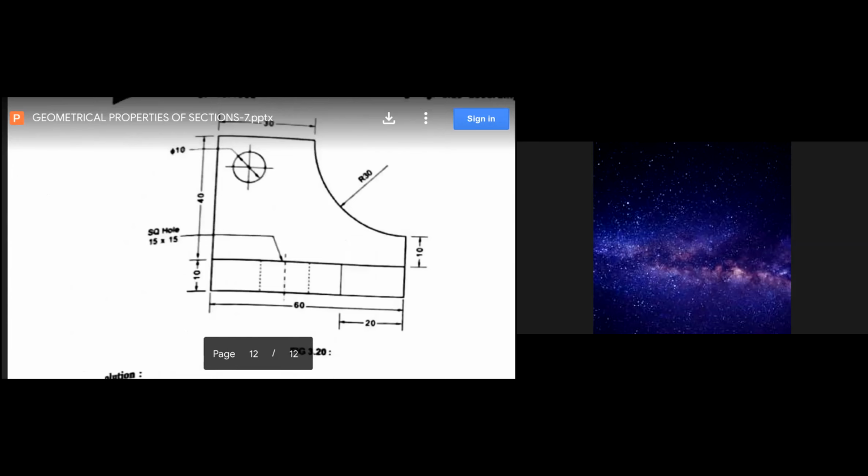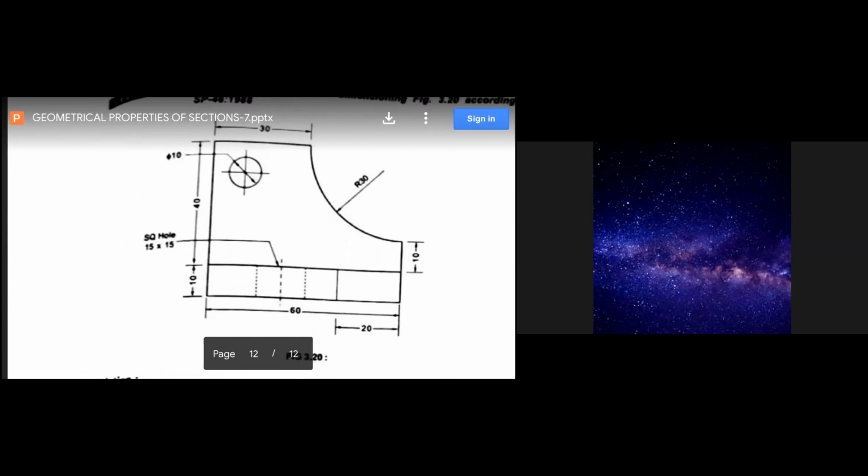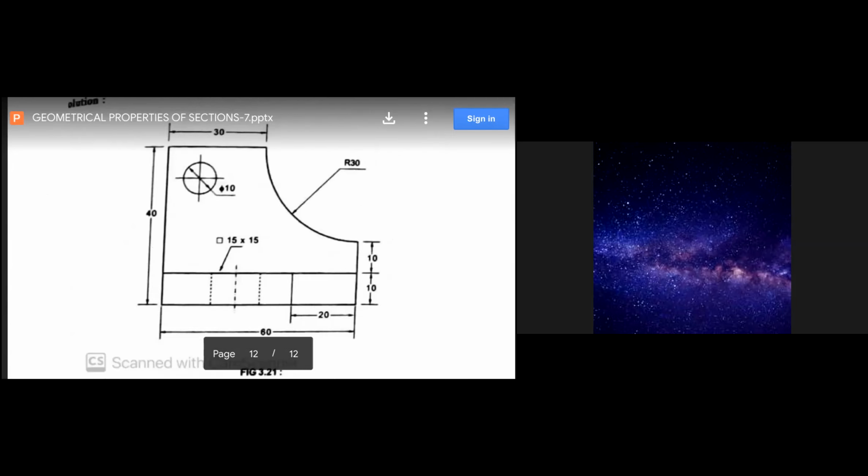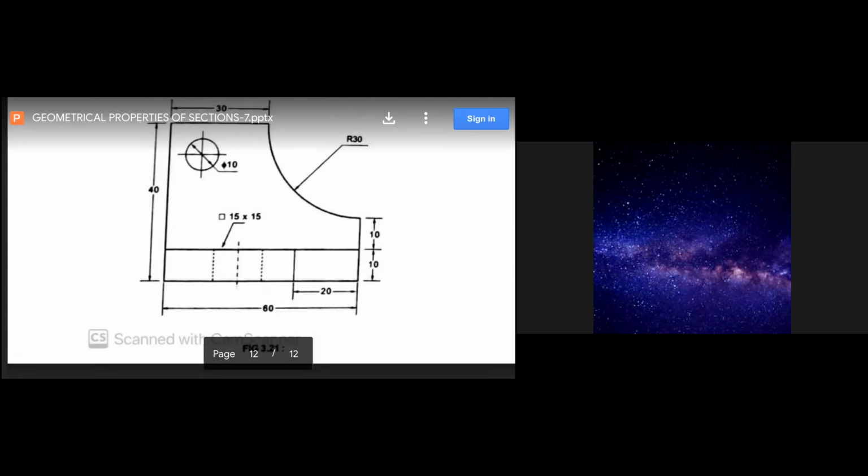And here, the square hole. This is also incorrect, and we can write it by writing 5, 15 plus 15, that is, a square hole is there.